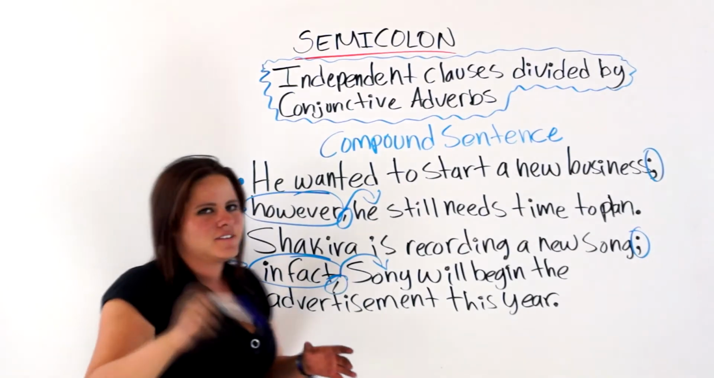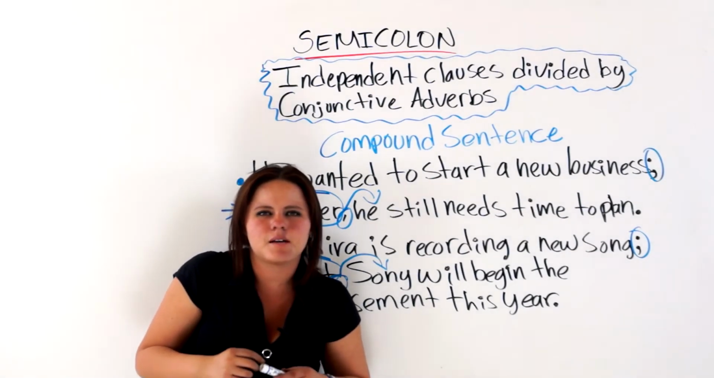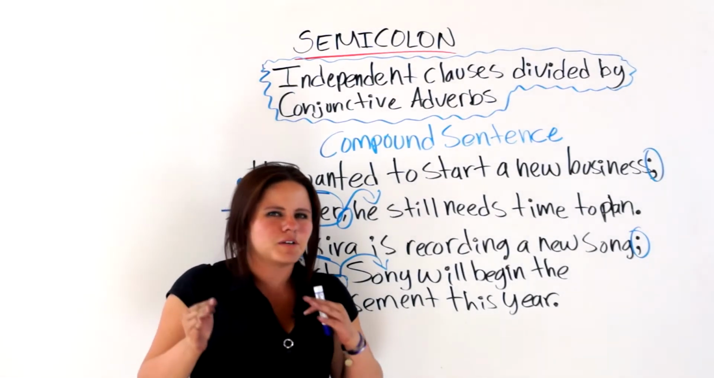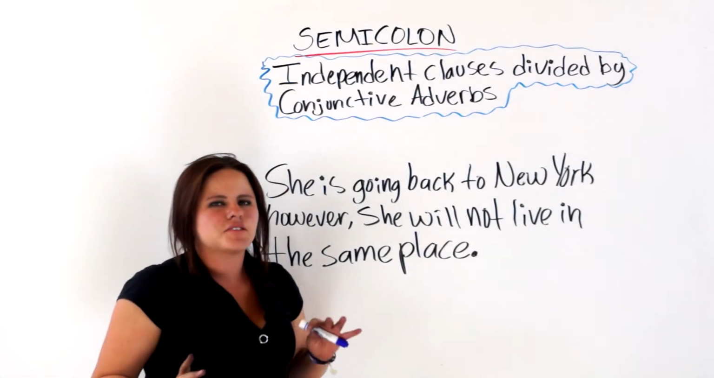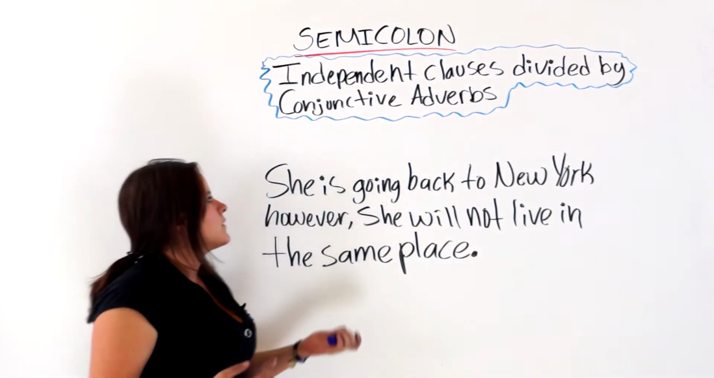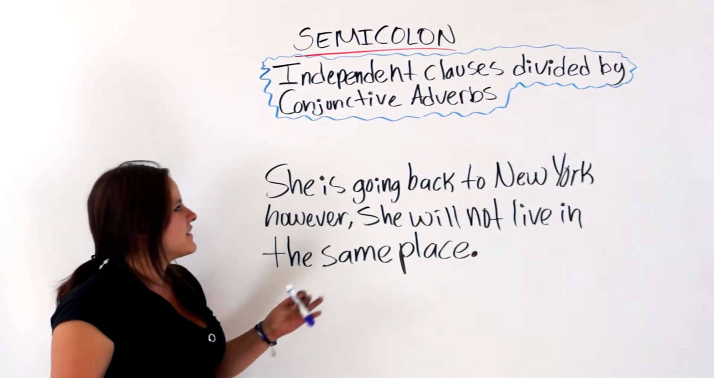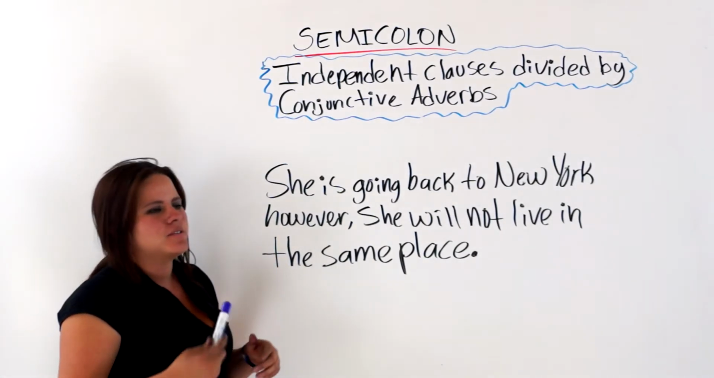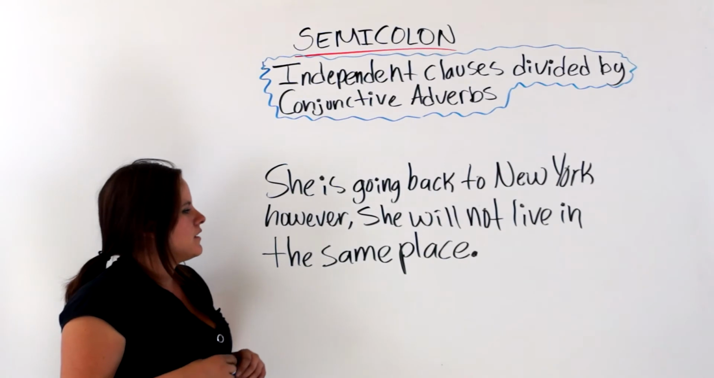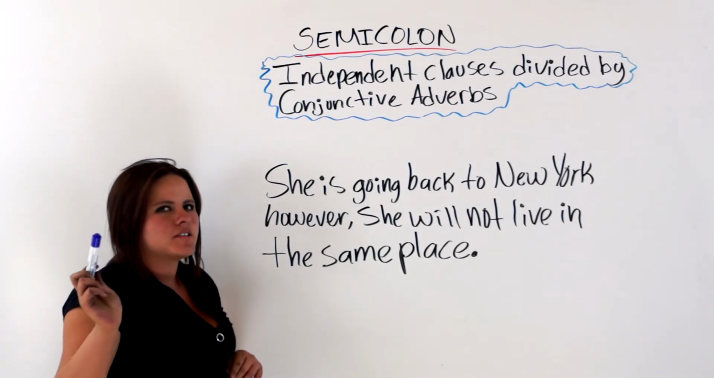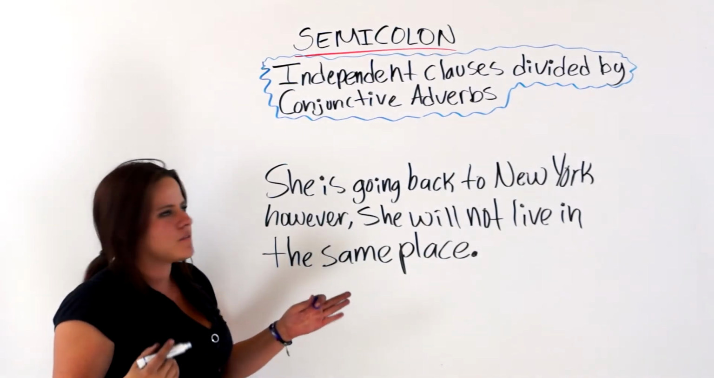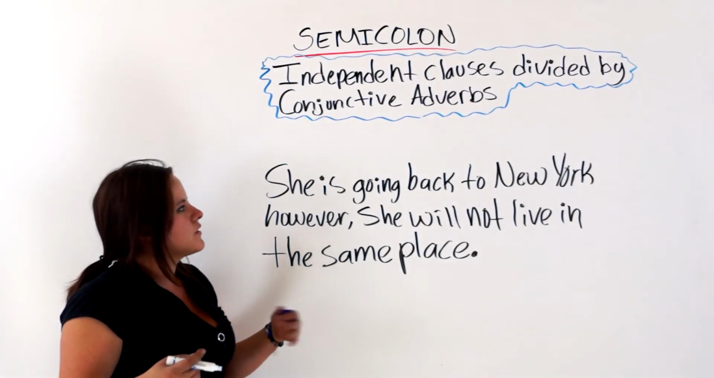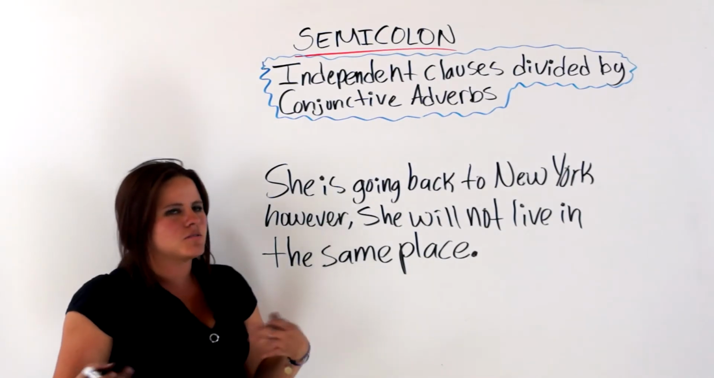Well, next I will move on to some practice examples and exercises so that you can keep practicing with me. Now you are going to help me add the semicolon where needed. The only one I have here says she is going back to New York. However, she will not live in the same place. Where does the semicolon go? Does it go before the conjunctive adverb or after? Does it go after the independent clause or before?